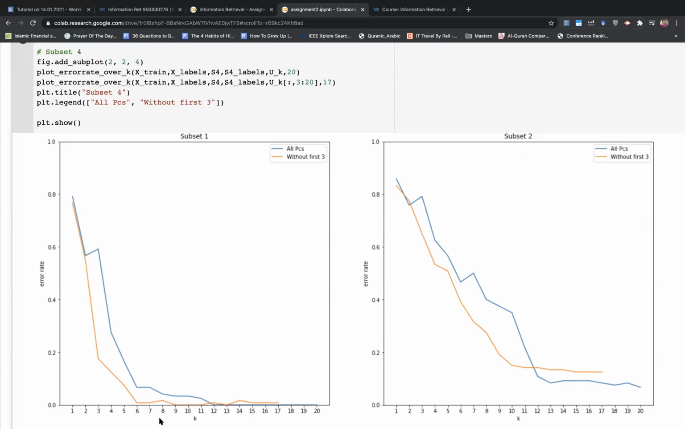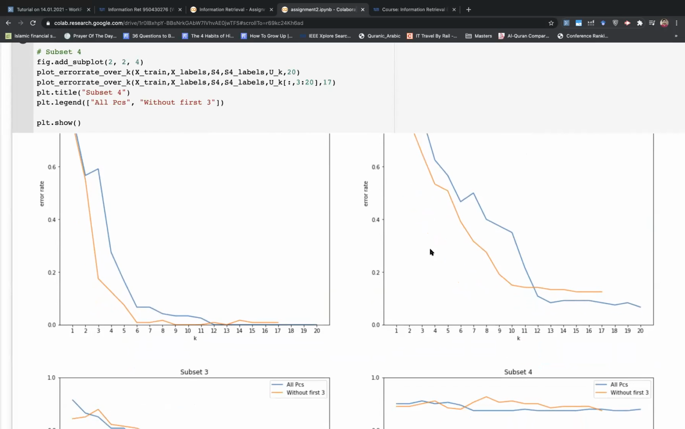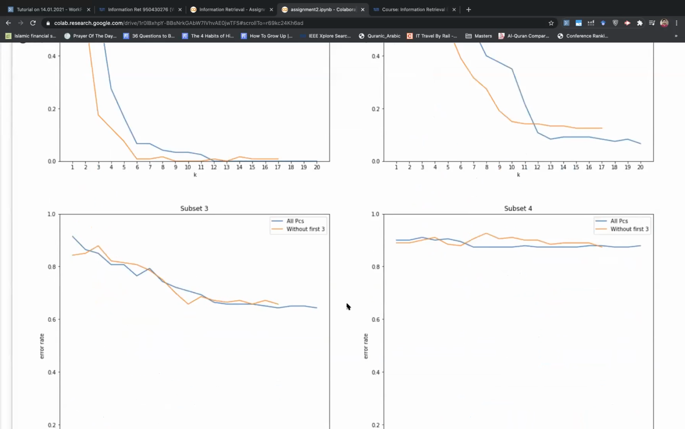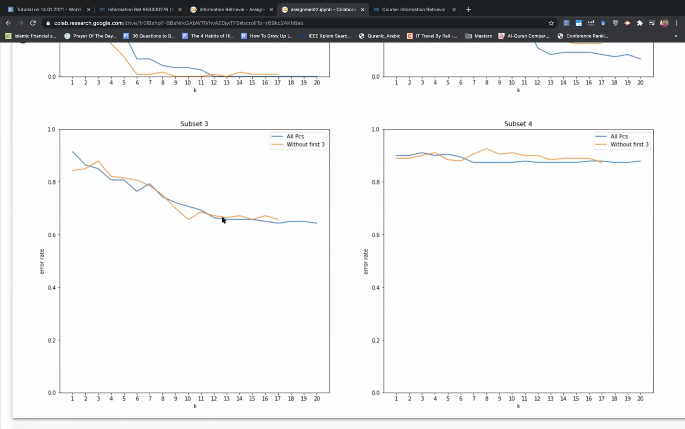But here the training error is quite low, and the test error is comparatively quite high. So the generalization error in some sense is quite high for subset 2. And the situation is quite worse when we look at subset 3. Here you can see that the orange and blue lines are almost overlapping each other, and the test error is quite high. It's not going down, right? It's approximately 0.65 or something like that.